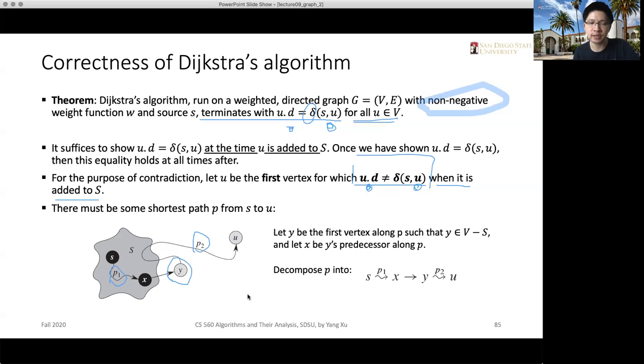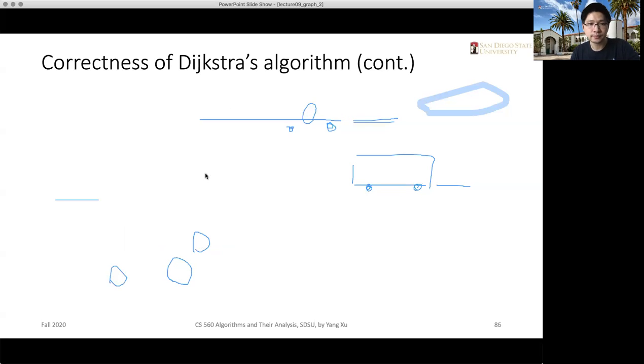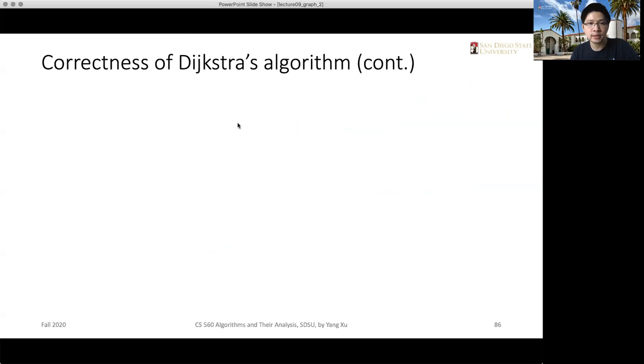So we decompose P into these three components: first from S to X, then X to Y, and then Y to U. And we assume that U is the first vertex whose d value doesn't equal the theoretical delta value. Okay, so let's see what will happen.